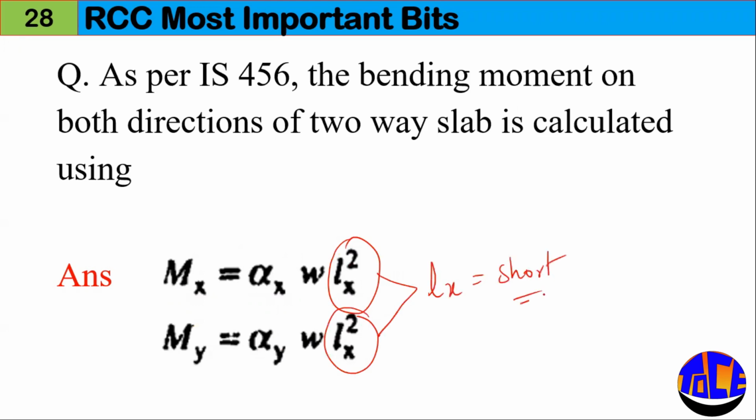You may get confused by seeing the options. In the options, for My he will provide ly only. So you will find that for My it seems reasonable to choose ly, and you may choose that option, but that will be the wrong option, right? So for My also you will be using lx itself. Remember.